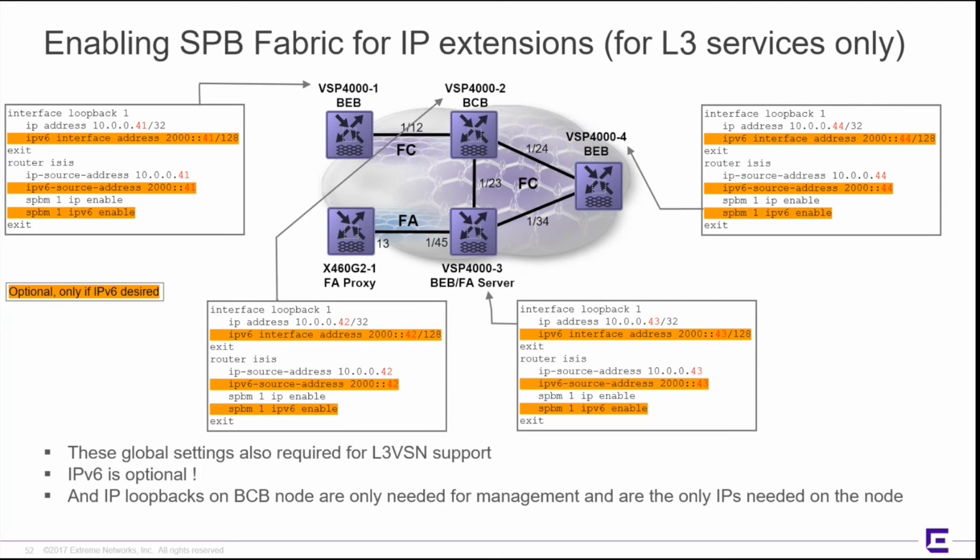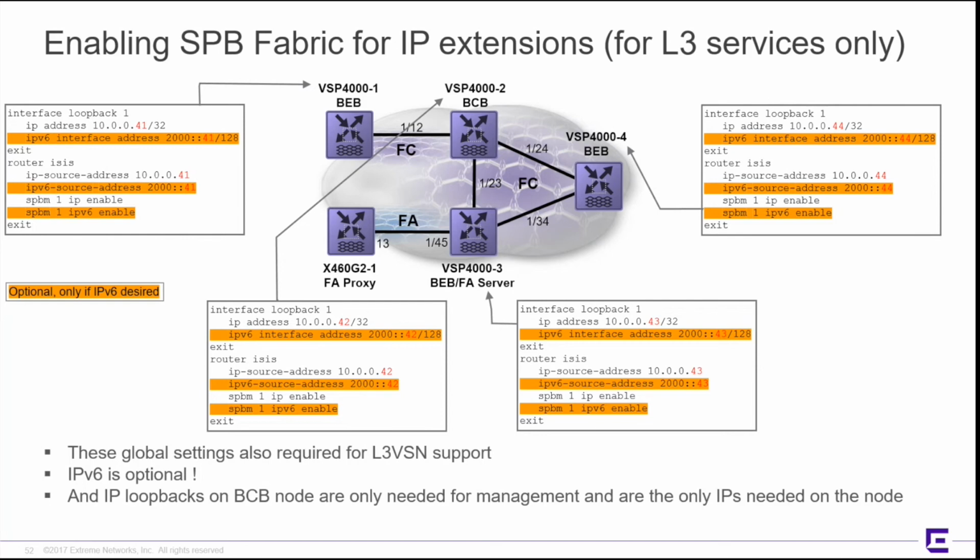The optional IPv6 stuff we're going to skip as part of our discussion here, and then we're going into SPBM1 IP enable. SPBM1 IP enable basically tells the router to participate in the local routing table. So whether you're doing layer 2 VSNs or layer 3 VSNs, you need to have all this. IPv6 is optional.